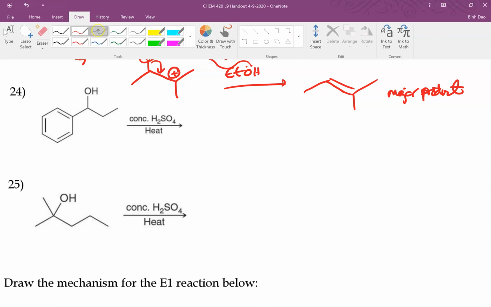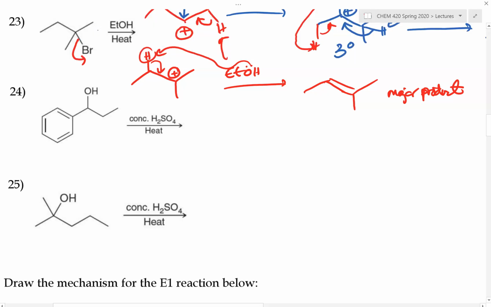And now let's try another example, number 24. So here in this case, we are again taking this alcohol and reacting it with sulfuric acid. So what will be the products? Why don't we take a minute to work on this first before we go over the answer together.